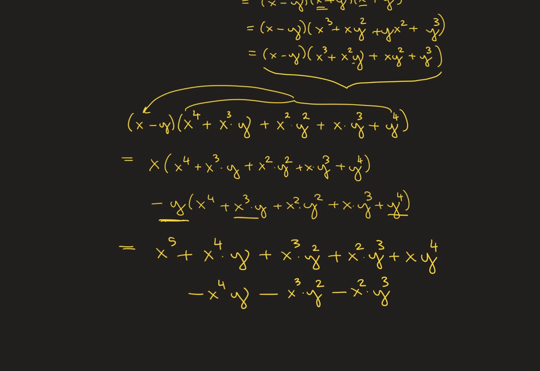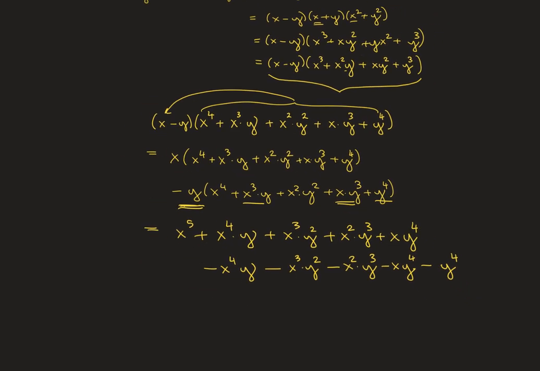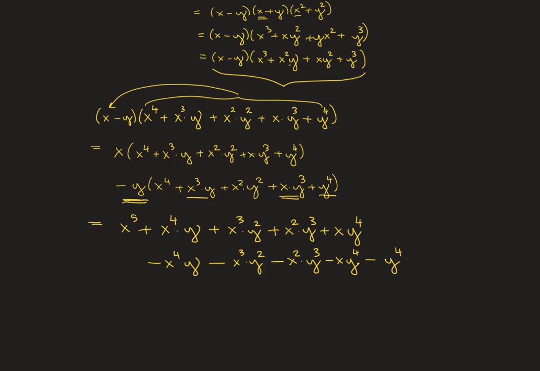Oh, excuse me, I skipped one. Negative y times x times y cubed is negative x times y to the fourth. And then last but not least, I got this minus y to the fourth. And hopefully I've set this up in an appropriate way. Indeed, all these middle terms cancel.